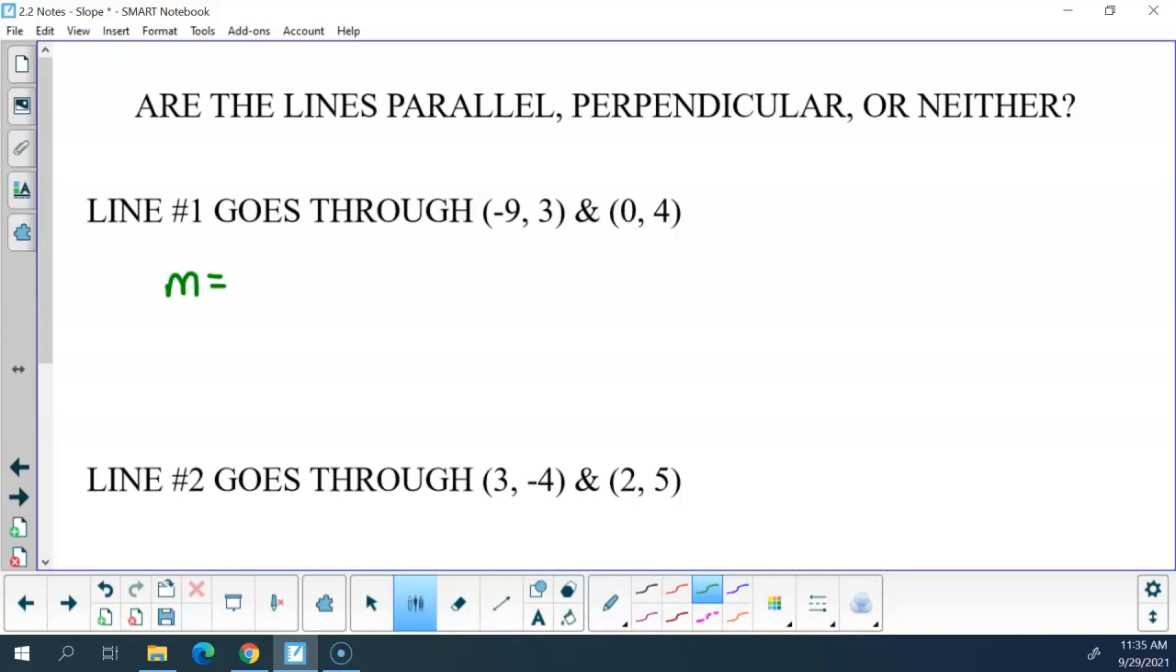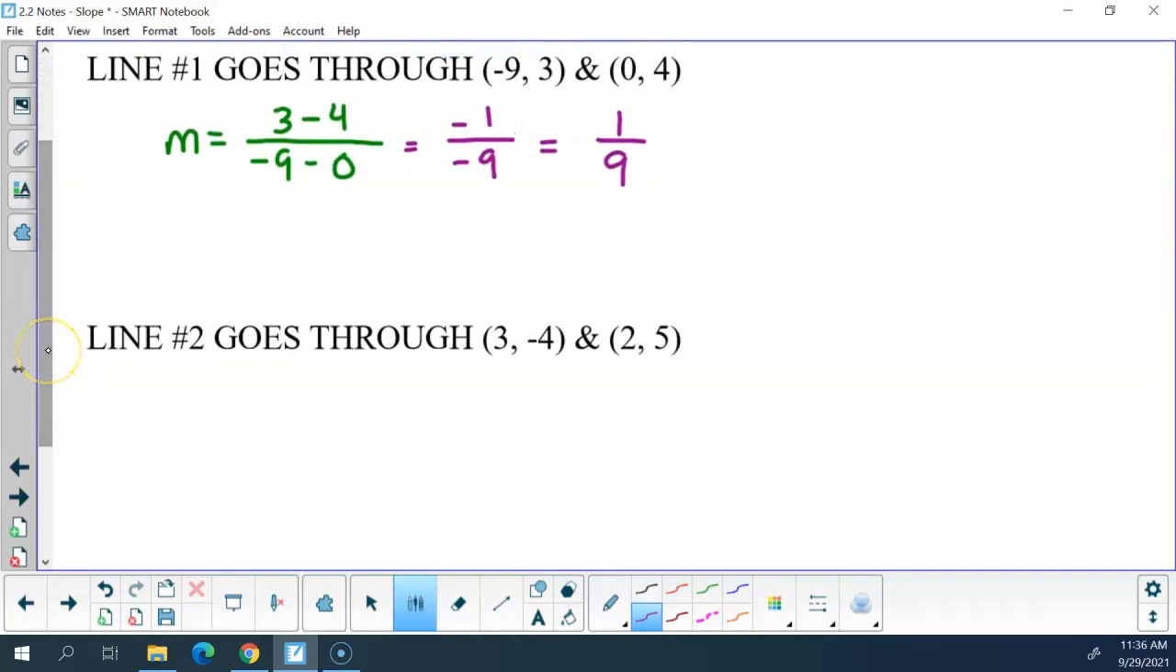Negative 9 to 1. So 3 minus 4, or 4 minus 3, all over negative 9 minus 0. So 3 minus 4, that's negative 1 over negative 9, so I get a slope of the first line as 1/9. Yes? Yes. Okay.